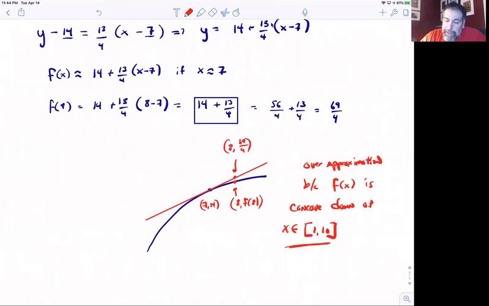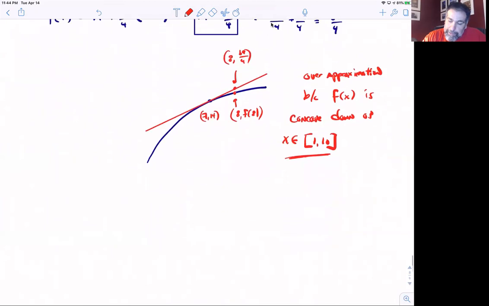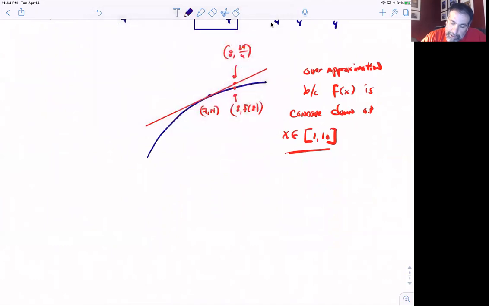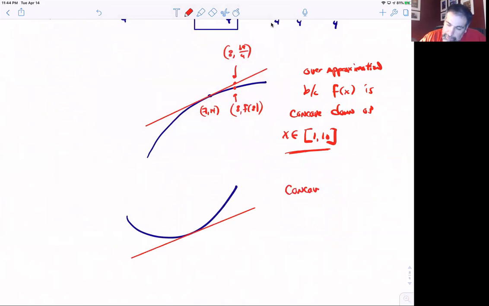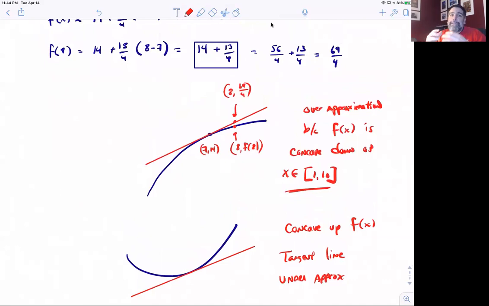But if you are concave down, your tangent line will always be above it. Likewise, if you are concave up, then your tangent line will always be below it. So for a concave up shape, the tangent line will always be an under approximation. But for a concave down shape, the tangent line will be an over approximation. So I hope this makes a little bit of sense in terms of over and under approximations for both Riemann sums and for tangent lines. Hopefully that helps you all, and good luck.